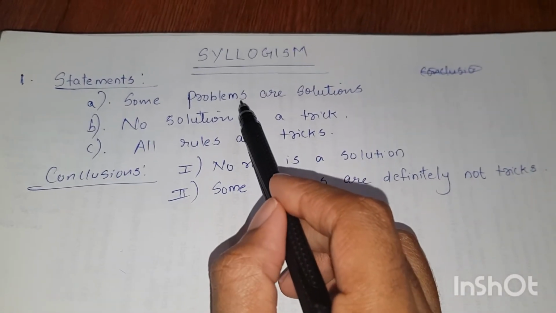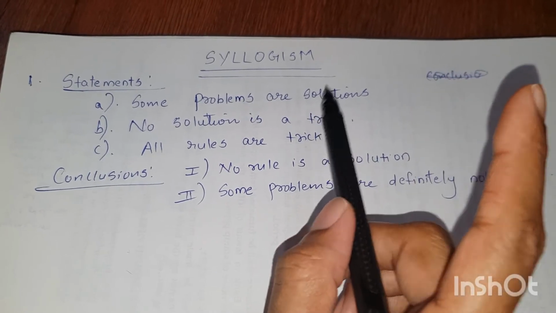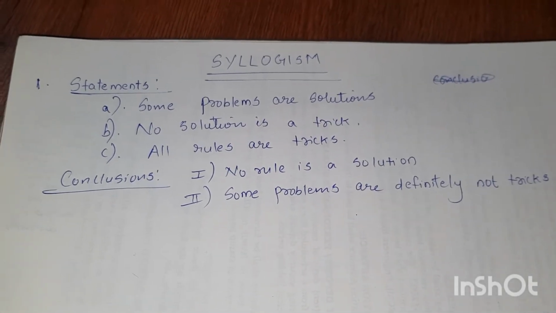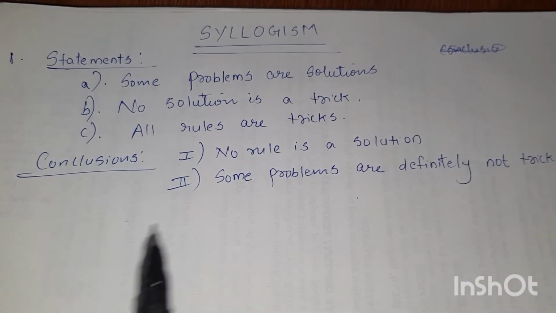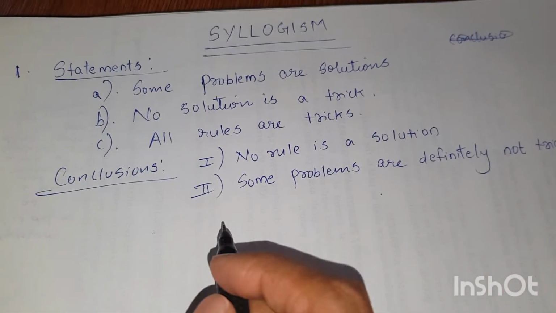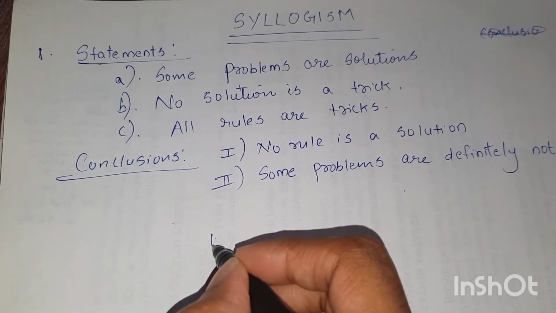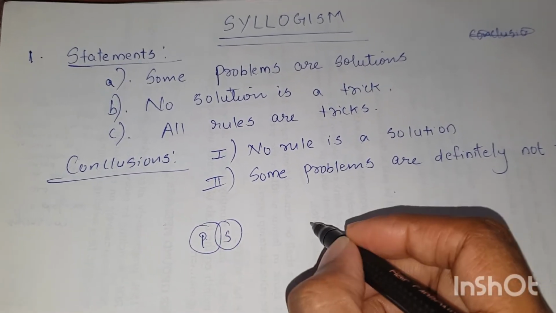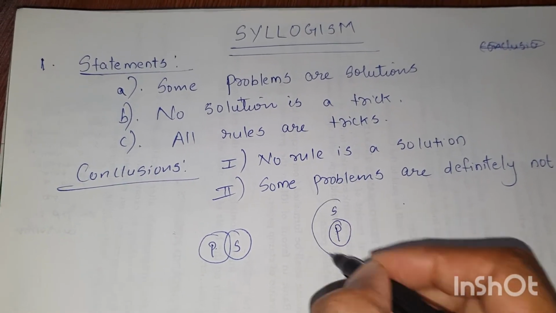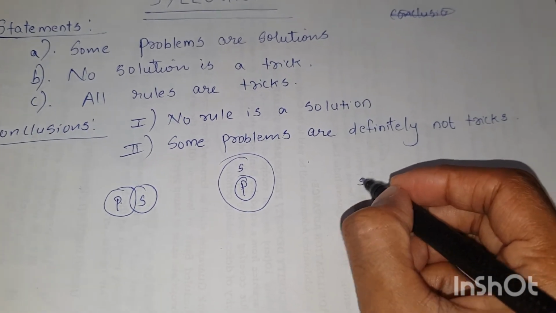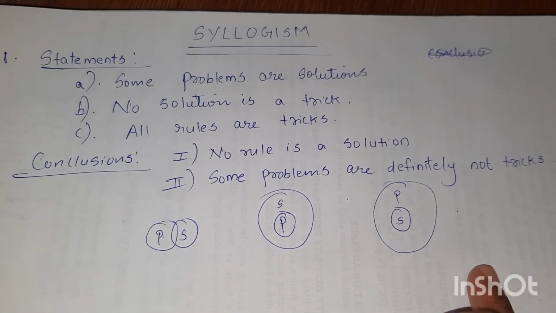The first statement is some problems are solutions, some x are y. We know there are three possibilities in the some x are y case, right? Some x are y comes under the particular affirmative case, right? So some problems are solutions, three possibilities. First possibility is that some problems are solutions, and the second possibility is some problems are solutions, and the third case is some problems are solutions. So we can represent it in these three ways.